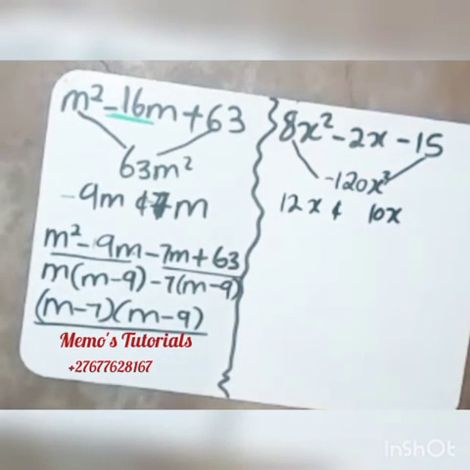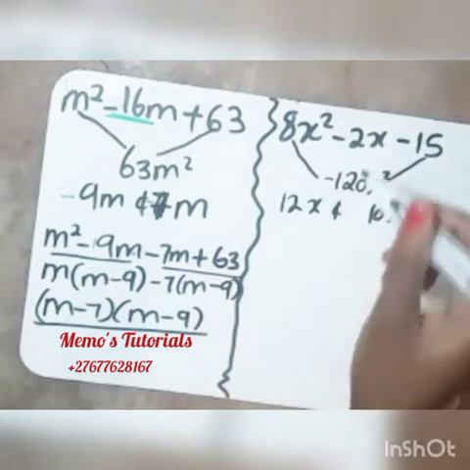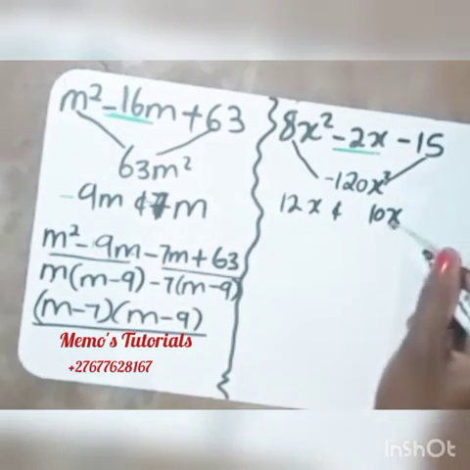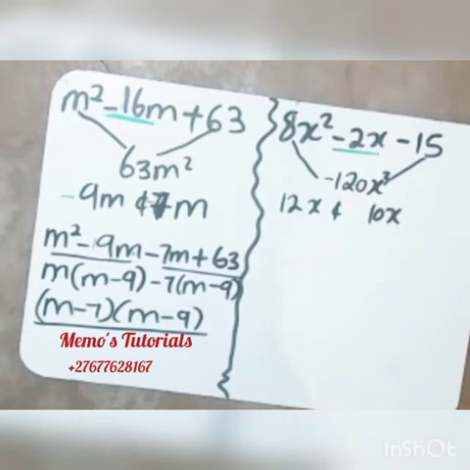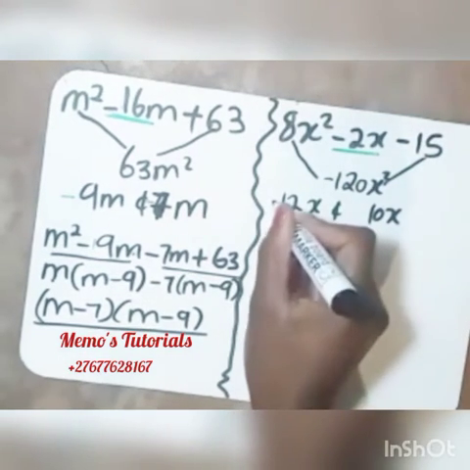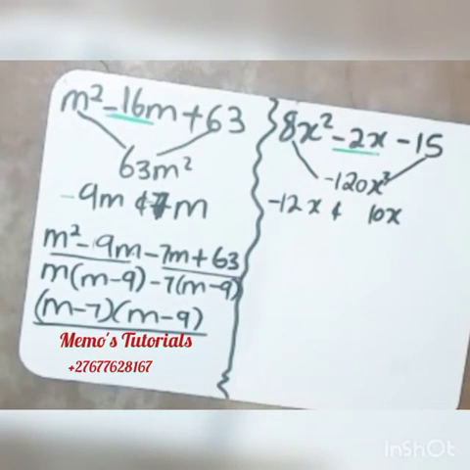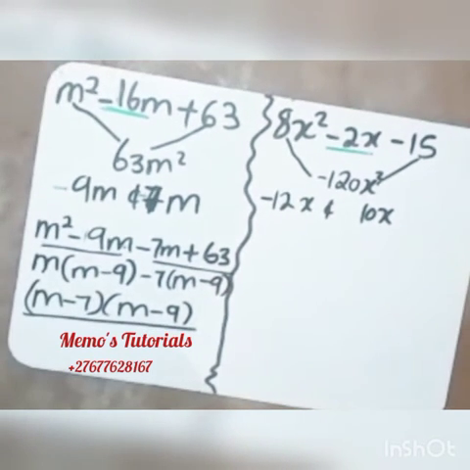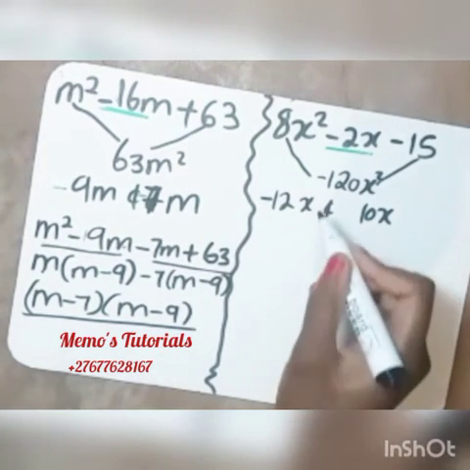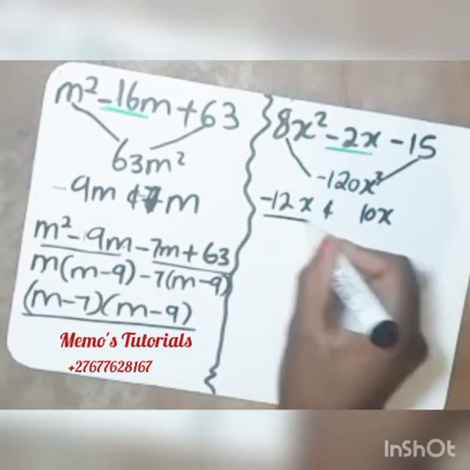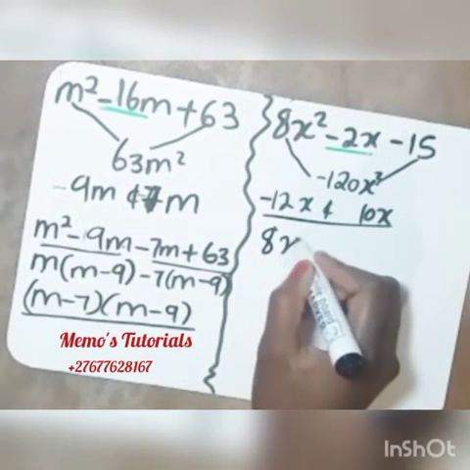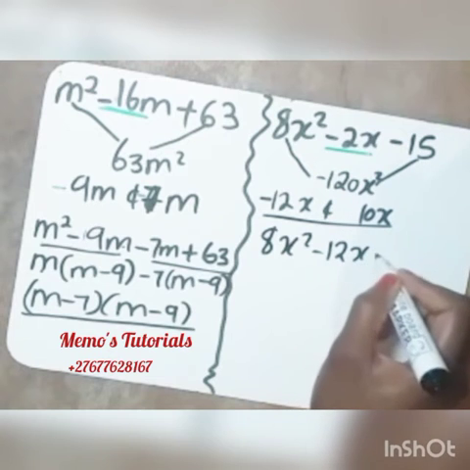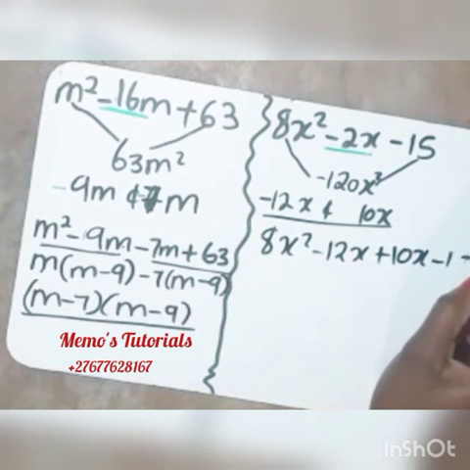Okay, so which sign now? We have a negative 120x squared, and there at the center we have minus 2x. So with these numbers, 12x and 10x, for me to end up having a minus 2x, I need to give 12 a negative sign. When I say minus 12 plus 10, yes, I'll get minus 2x there. At the same time, when I say minus 12x times 10x, I'll get a negative 120x squared. Okay, now let's rewrite the whole expression, replacing minus 2x with these two factors. So it's going to be 8x squared minus 12x plus 10x minus 15.